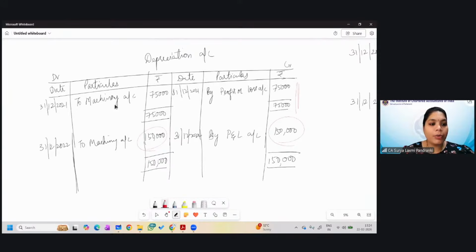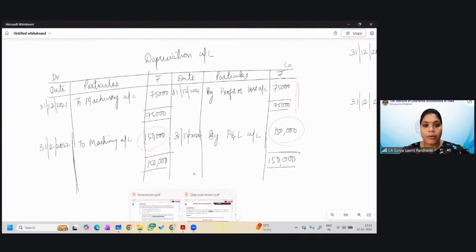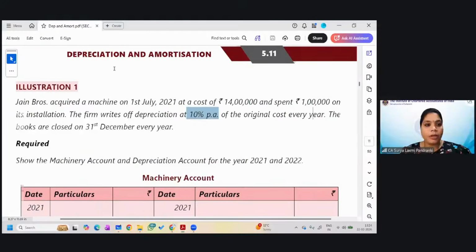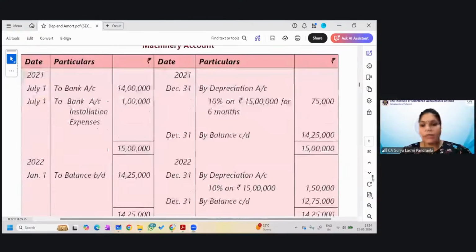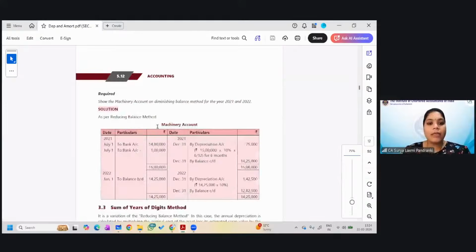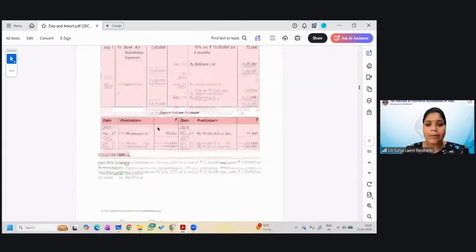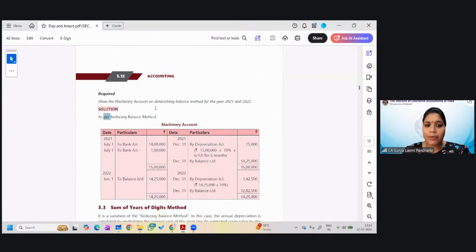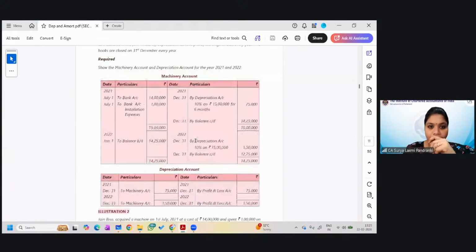You just have to rewrite this account using the diminishing value method. I hope you all will do it. Rest all is the same; balancing figures will change accordingly. Any questions till here? If you look at this, the first question, illustration 1, we have done using the straight line method. Illustration 2 is done using the reducing balance method or diminishing value method. So this you're going to do. Am I clear?